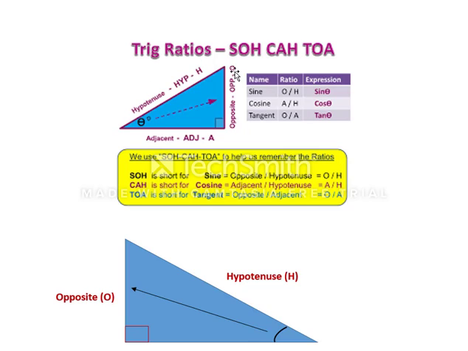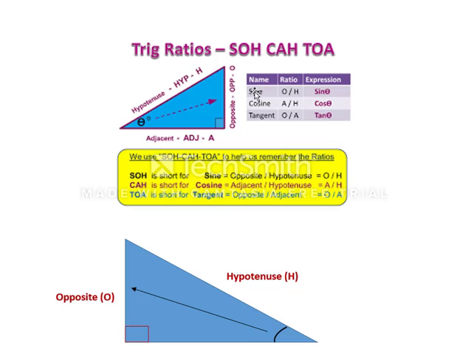Suppose we have this right angle triangle, and we are taking this angle for our trigonometric ratios. Hence, the side which is opposite to this angle is called the opposite side, O, the side which is beside this angle is called the adjacent side, and the side which is opposite to the 90 degree angle is called the hypotenuse. To memorize the trigonometric ratios, we have to remember this word, SOHCAHTOA. It is pronounced like this, SOHCAHTOA.